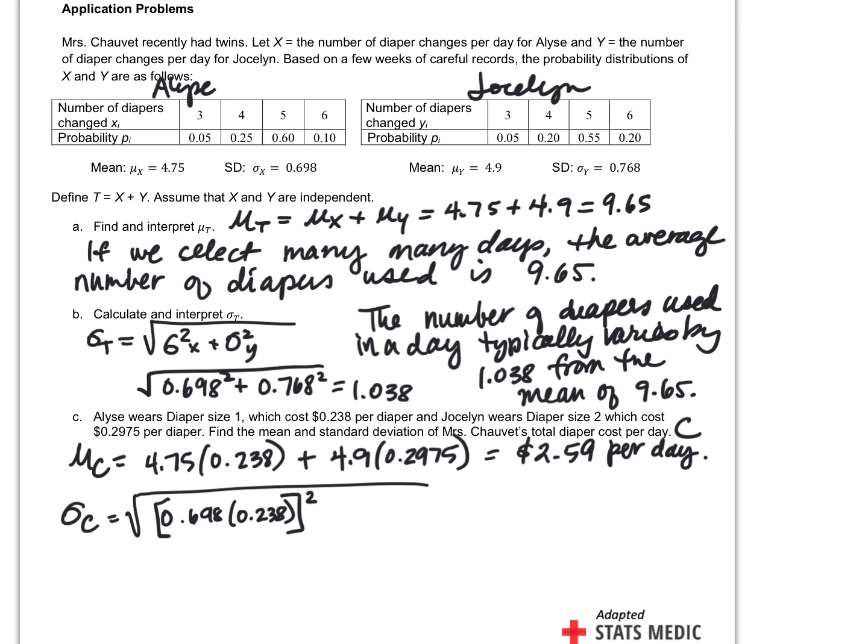I know it's a lot, but you do the multiplication first because you need the new standard deviation to square, right? So give yourself that thought time to do it. And then we're going to do the same thing for Jocelyn. She is 0.768 times her cost, and I'm going to have to square that and then add the variances, then take the square root. And I get 0.28, so 28 cents per day.